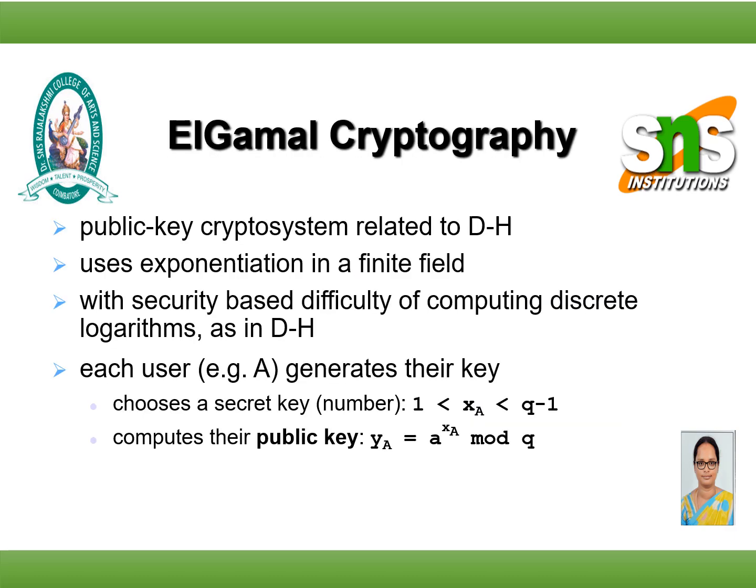ElGamal Cryptography. It is a public key crypto system, related to the public key and also the private key. It uses the concept of exponentiation in a finite field, with security based on the difficulty of computing discrete logarithms, as in DH. Each user generates their keys. They choose a secret key xa, where 1 < xa < q-1, and compute their public key ya = a^xa mod q. With this formula they can compute the public key.